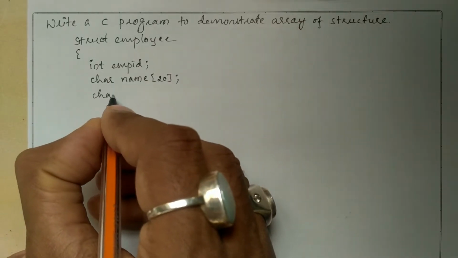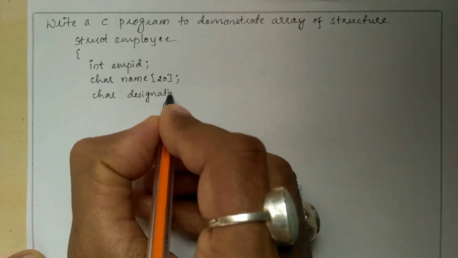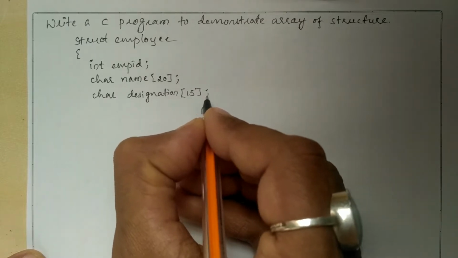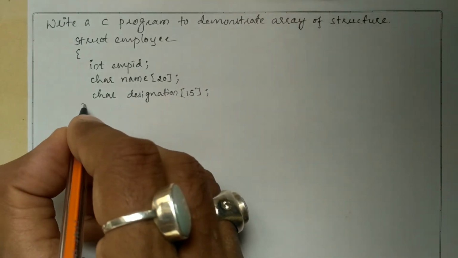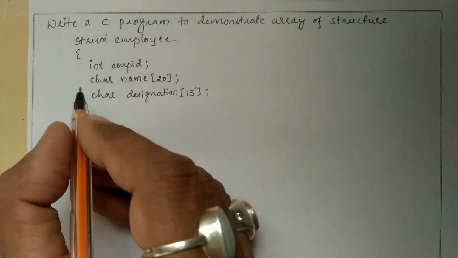Next I'm going to write char designation. Designation means the position of an employee in an organization. In a square bracket I'm going to write 15 as size. Now curly closing brace indicates this is the termination point of a structure definition.